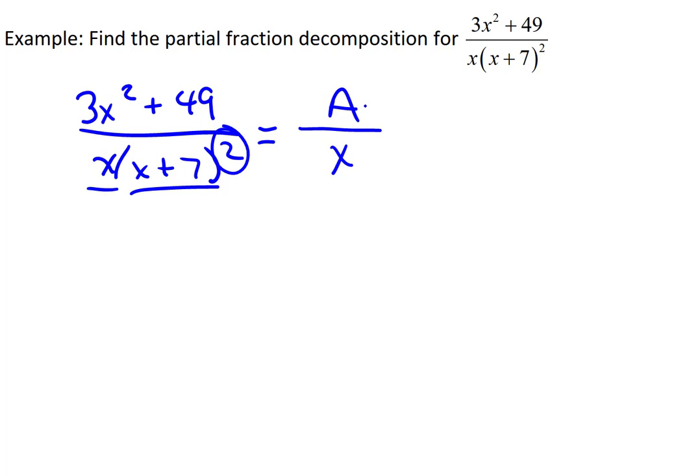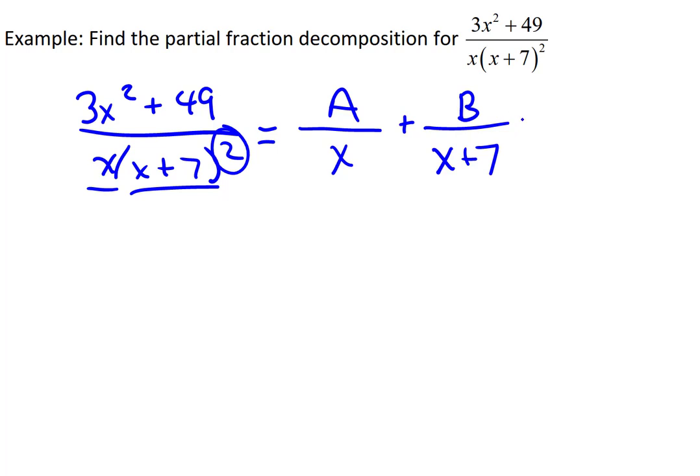Now, regarding the repeating linear factor that follows it, the x plus 7 squared, this is what's a little new. So we're going to do this. We're going to add another fraction, but start with only a single of that factor x plus 7. So it's not squared, it's just a single x plus 7. Its numerator will be some constant term. We'll just put a b there for now to hold the spot.